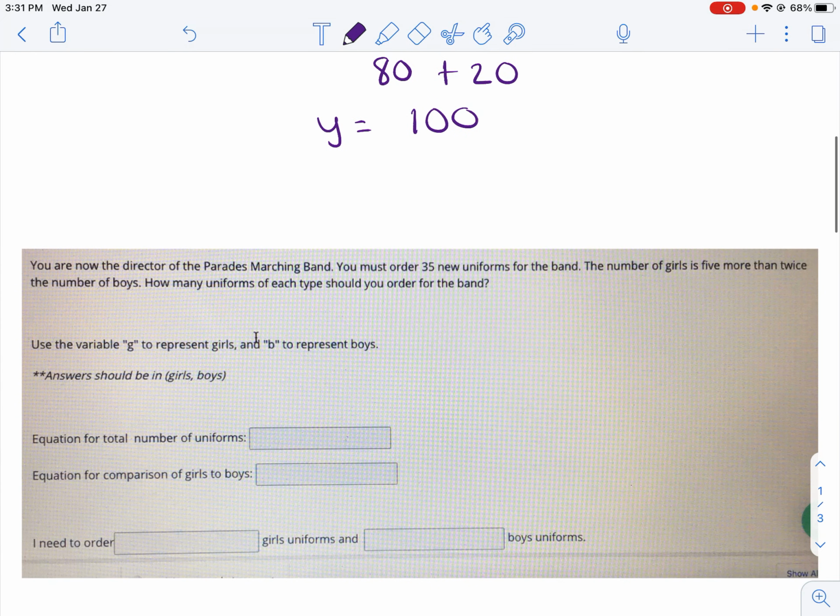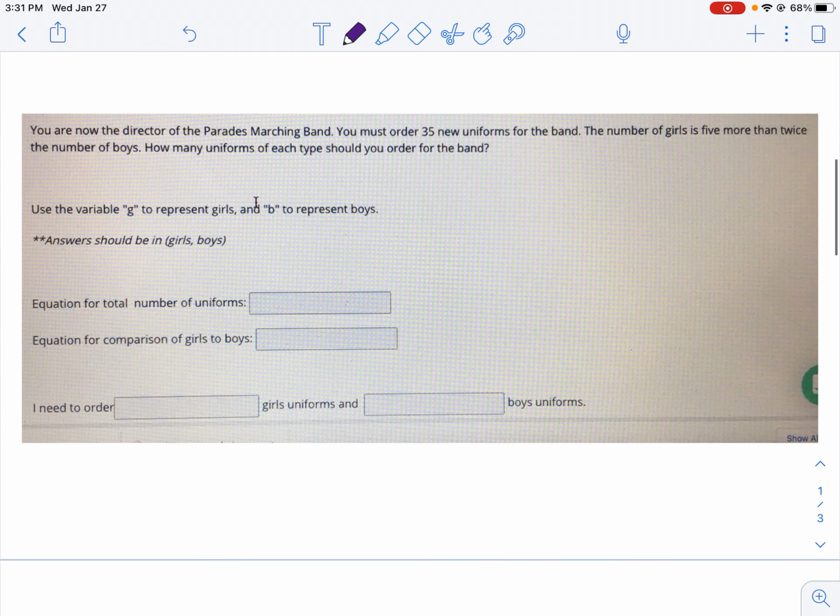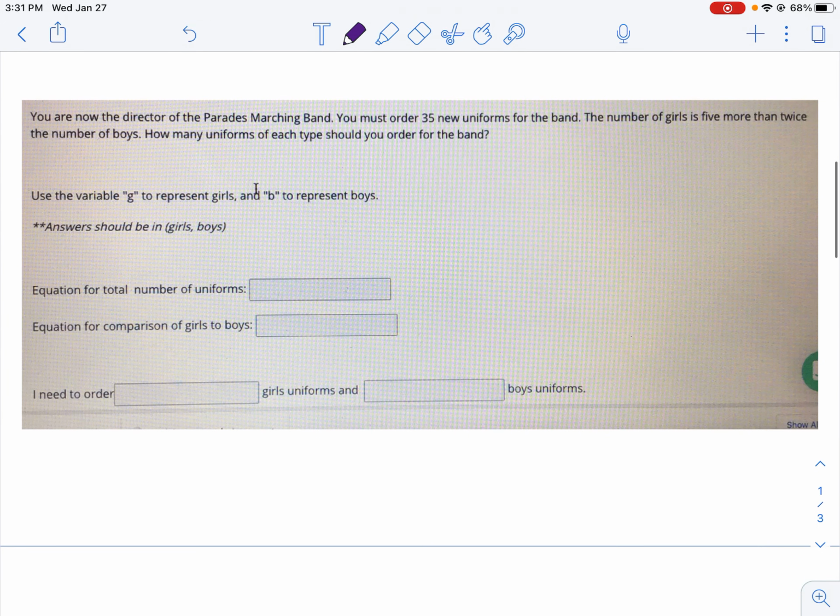Now let's go to a second example. So on this one, we're talking about a marching band. You're the director of a marching band, and you have to order 35 new uniforms for the band. And it says the number of girls, so we'll think about girls being G, is 5 more. Oh, wait a minute, they're telling us something about the girls too.